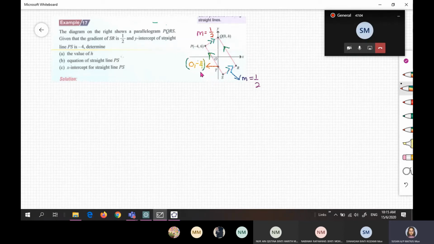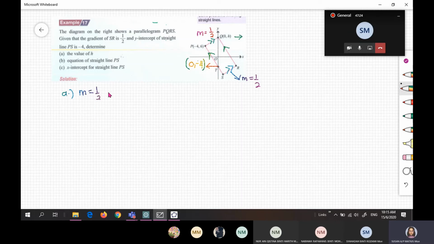Okay, so the first thing the question wants you to find is the value of H. So where is H? H is connected here. You have the gradient but you don't have the equation. It's okay if you don't have the equation fully because you already have the gradient. Gradient is 1 over 2.